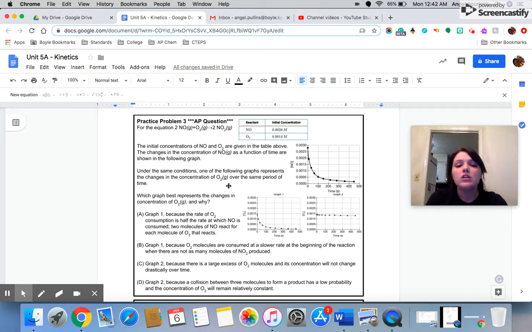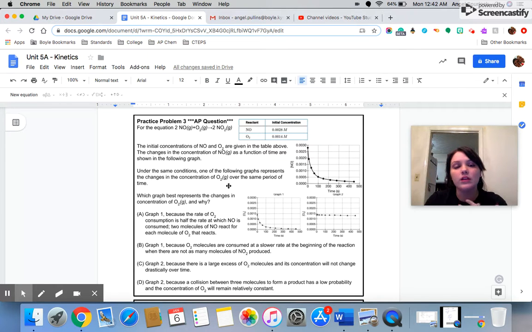This is a relative reaction rates problem because they're giving you one and they're saying compare it to the other reactant. This is a relative reaction rate problem. Now in the future, you're going to think that this is a rate law problem because they've given you so much data here. But the fact is they're asking you to compare two rates to each other.